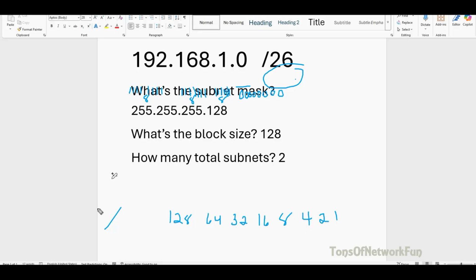Before it was slash 24, right? Slash 24. Now we borrowed 2 more bits, right? Because 24 plus 2 is 26. That means 2, 3, 4, 5, 6, 7, 8. So 2 bits borrowed is 1, 2. This is where we end. The block size is going to be 64.